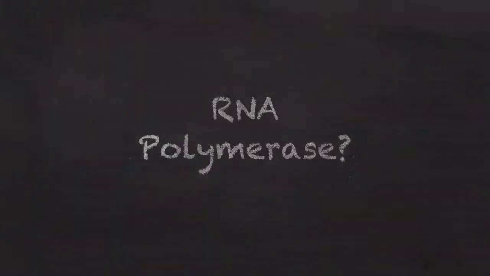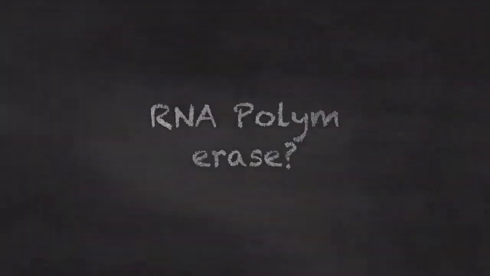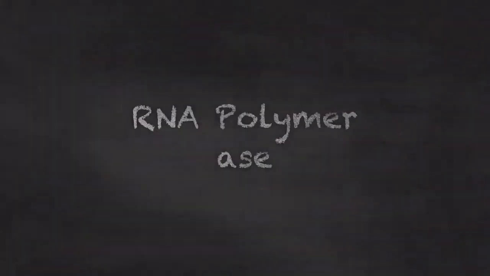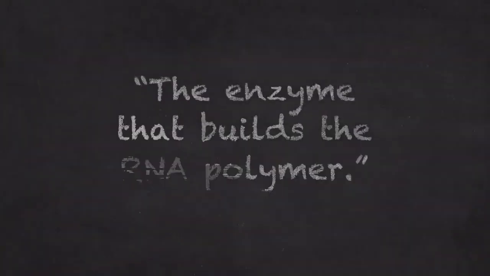But what is an RNA polymerase? Is the word erase a clue? It sounds plausible, but actually no. The real word parts are polymer, or a larger molecule made up of many smaller ones, and ase, which means enzyme. Therefore, an RNA polymerase is the enzyme that builds the RNA polymer.